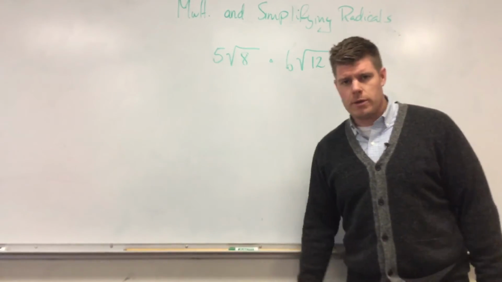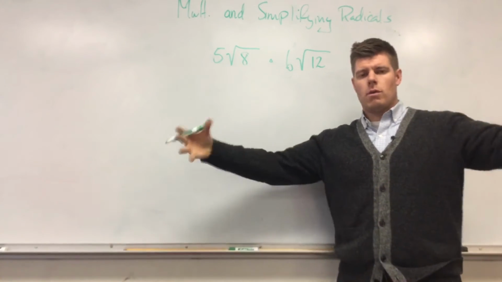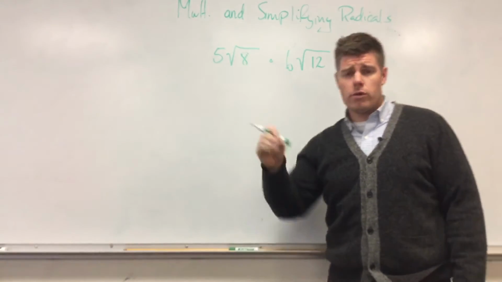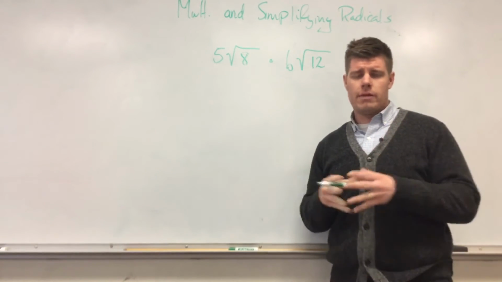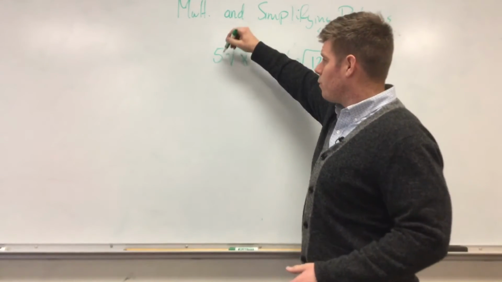This one is not cubic roots. This one is square roots. And it involves multiplication. So what can I do? Well, if I have identical roots multiplying each other, I can write them together as multiplication. So what I notice is this is 5 times root 8. This is 6 times root 12.